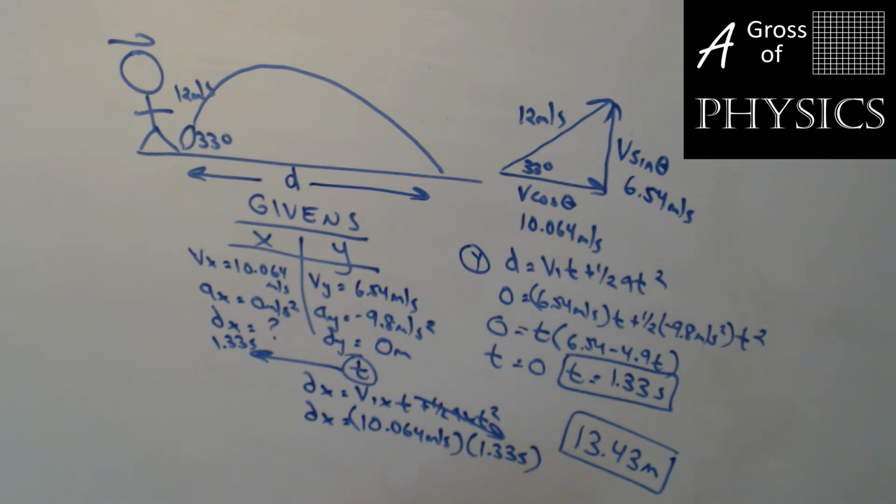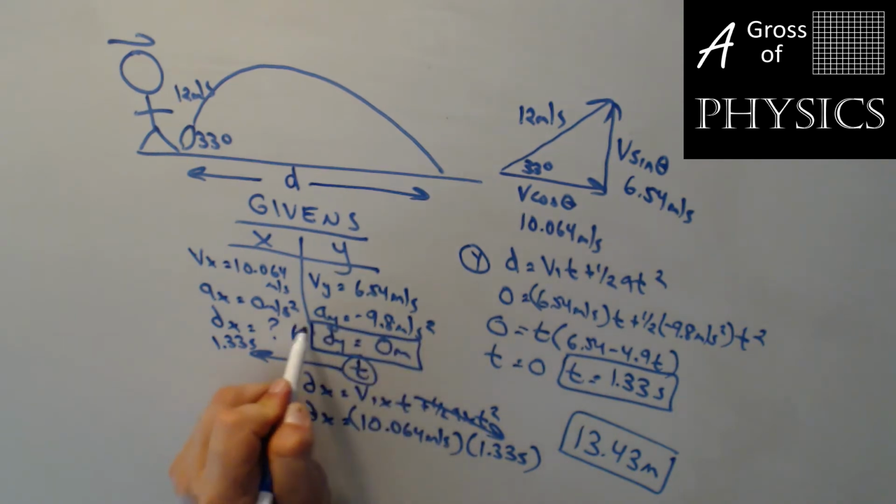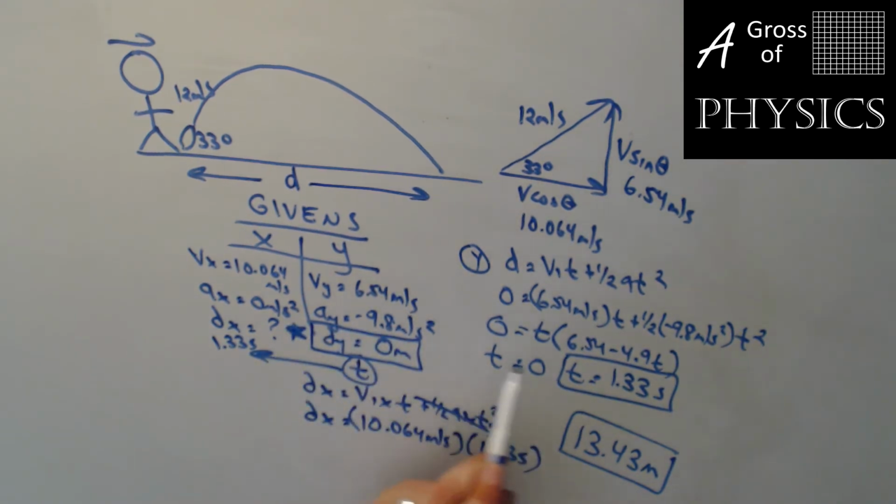Same height that it launched from, so the key to this problem is that dy is 0, and then we're able to factor out the t and solve for two t terms.